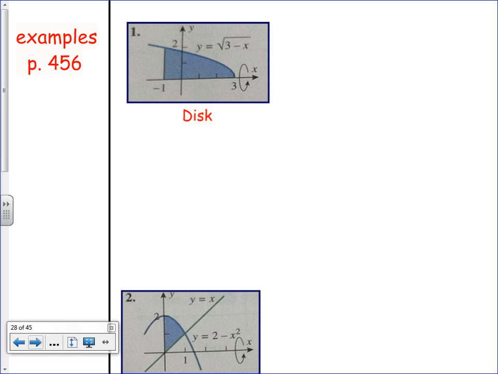It's up to you whether you want to draw, whether you want to just visualize, or whether you just want to solve. There are 3 options. Is it flush against the axis that it's revolving around? Yeah. Good. So it's a disc.